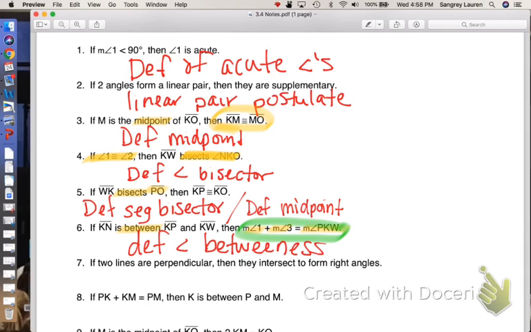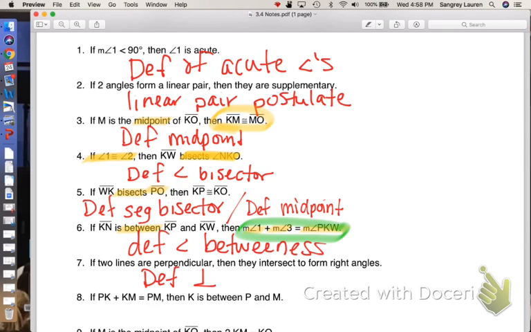Number 7, if two lines are perpendicular, then they intersect to form right angles. We know this because that's the definition of perpendicular lines. So if we have perpendicular lines, we know they create right angles.